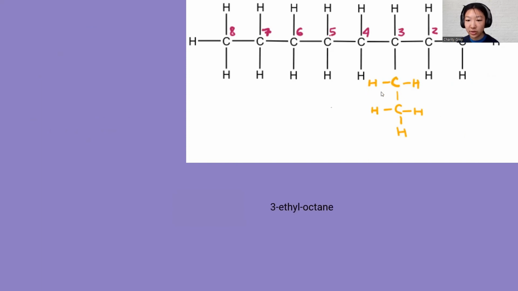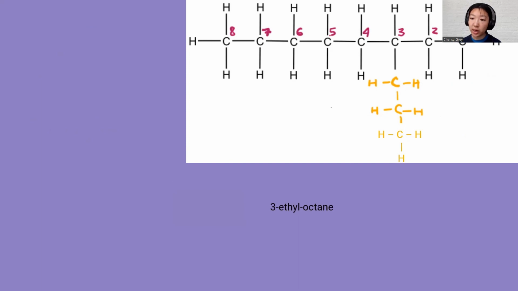Then we have another question. So we have 3-ethyl-octane. We're going to look back at this again. What if, instead of an ethyl branch, we made it a propyl branch? How does that change it?